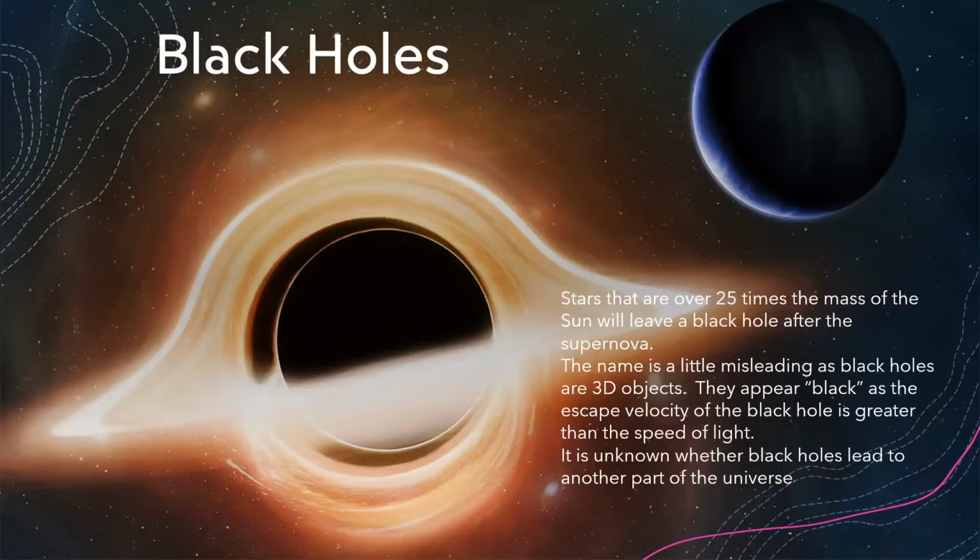And then you've all heard of a black hole. Stars that are over 25 times the mass of the sun will leave behind a black hole. It's not a very good name for it. It's a bit misleading because they're three-dimensional. They appear black because light can't escape their surface. They're a sphere. The escape velocity of a black hole is greater than the speed of light. That's why they appear black. It's not known whether black holes lead to another part of the universe or another universe. They're very interesting objects. If you went into one, we don't know where you'd end up, and it's a very interesting thing to think about.